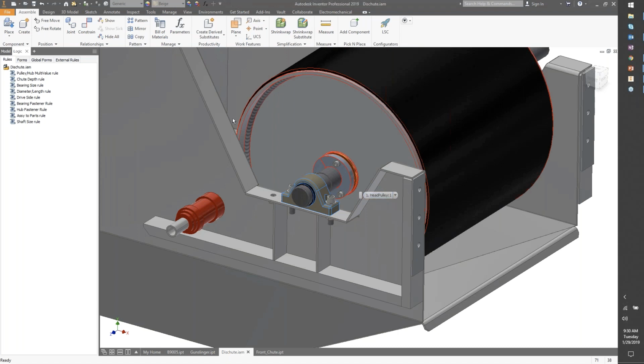So once again, I cannot reiterate it enough. Minimize using iParts and iAssemblies. However, understand when it's appropriate to use them and when it's valuable to use them.